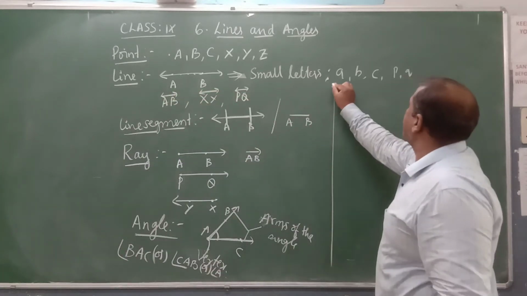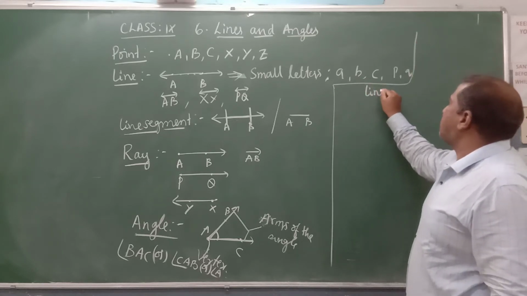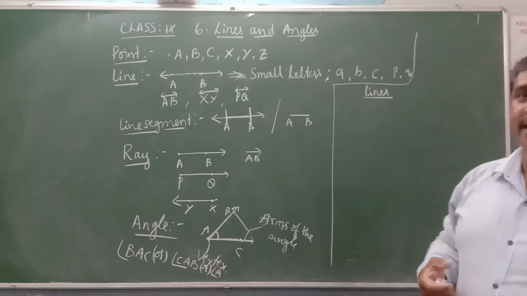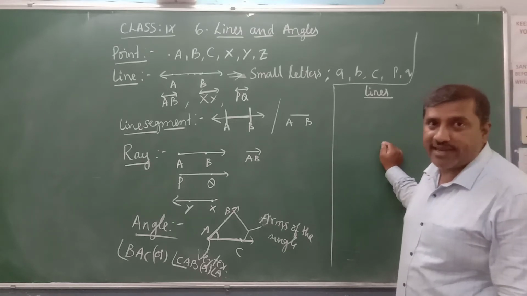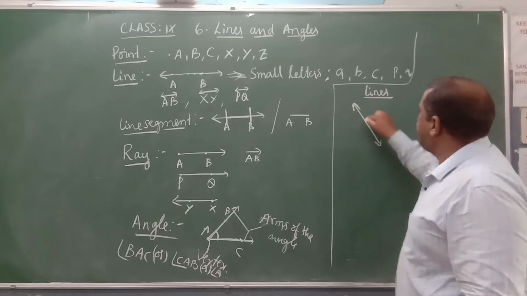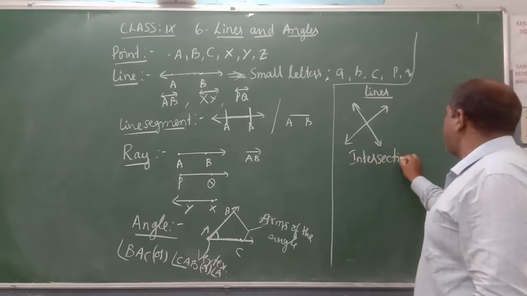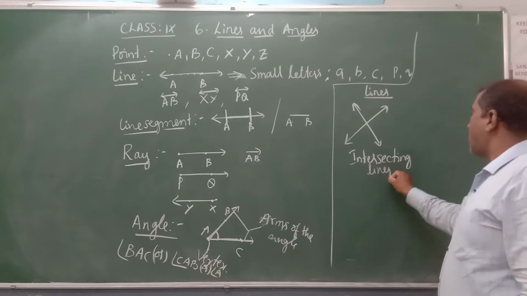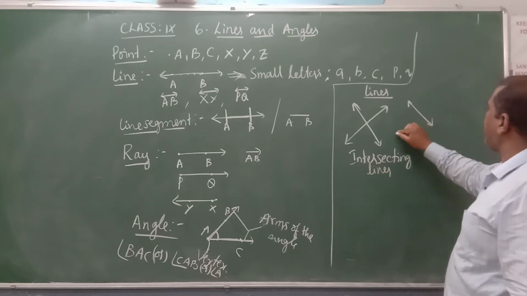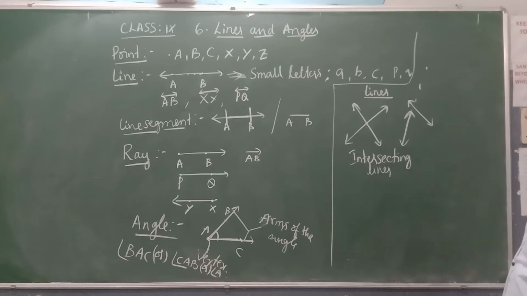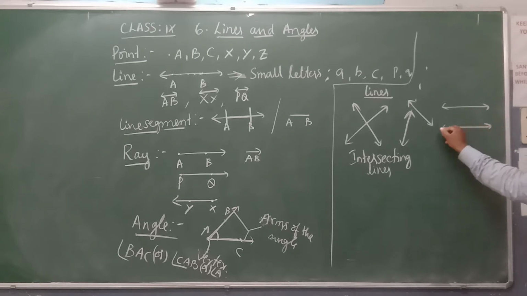Now what are the different kinds of lines we are going to study? If two lines are there, they may intersect, or they may not intersect. That is intersecting lines and non-intersecting lines. Intersecting lines are like this. These kinds of lines are known as intersecting lines. If you take this, it is also a pair of intersecting lines, because when we extend these lines, they intersect each other. Like this, angles will be in the form of intersecting lines. Now what about these lines? These lines are non-intersecting, also known as parallel lines.